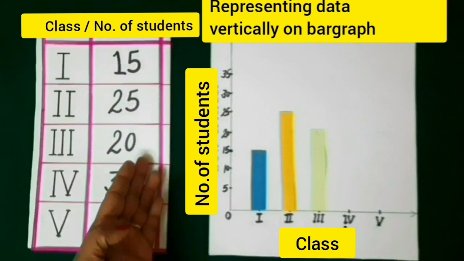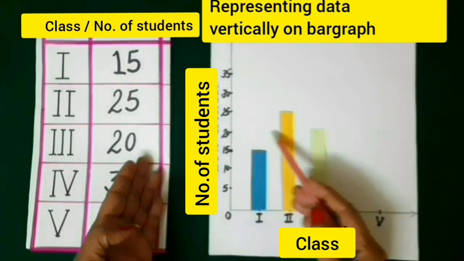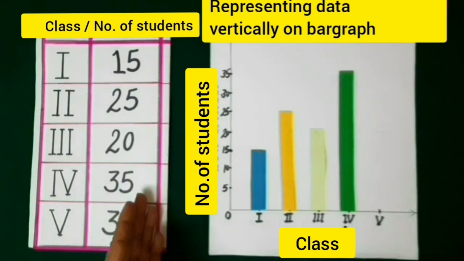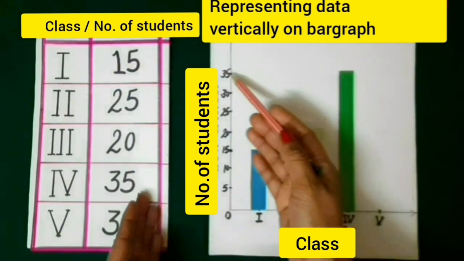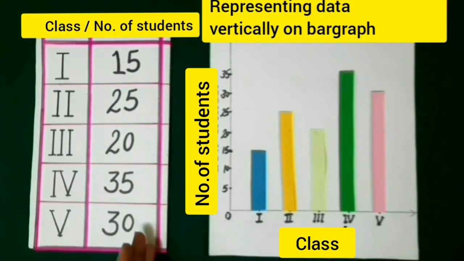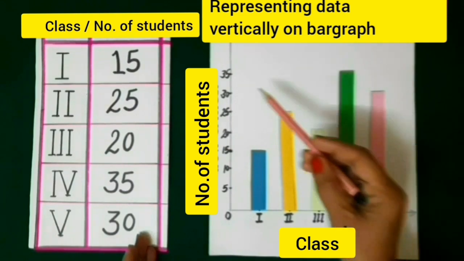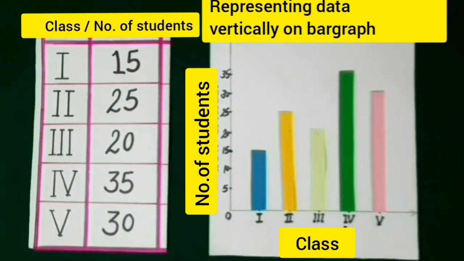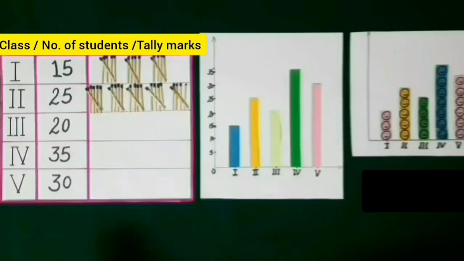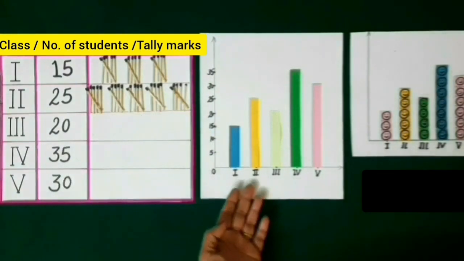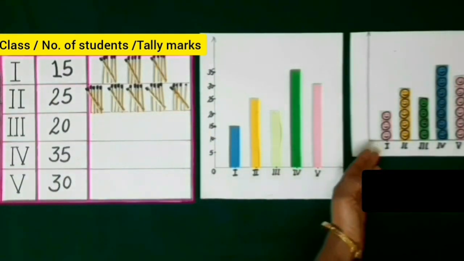Similarly, we draw a vertical strip on class 3rd representing 20 students. After that, we draw a vertical strip representing 35 students on class 4th. Finally, we draw a vertical strip representing 30 students on class 5th. In this way, the vertical bar graph is ready. In this way, today we have represented the given data by using tally marks, bar graph and pictograph.